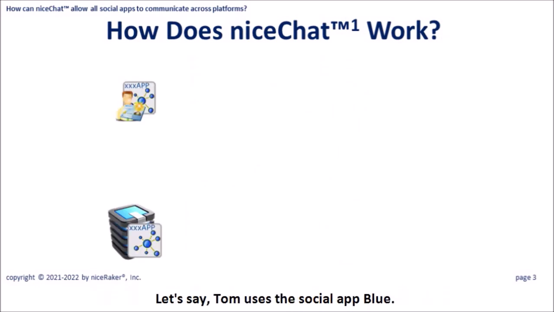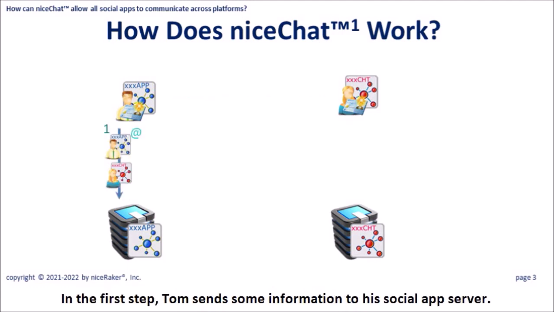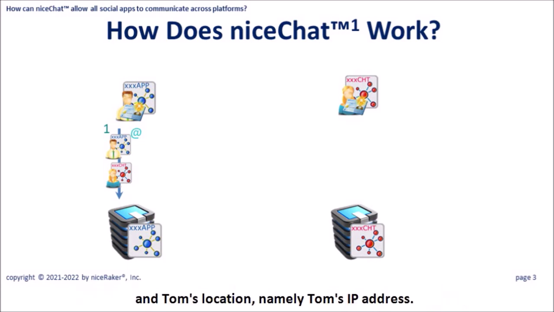Let's say Tom uses the social app Blue, and Mary uses the social app Red. Tom wants to chat with Mary. In the first step, Tom sends some information to his social app server. The information includes Tom's account ID, Mary's account ID, and Tom's location, namely Tom's IP address.